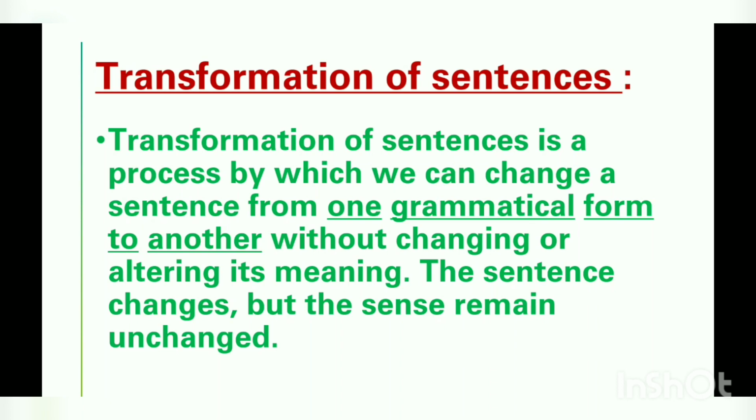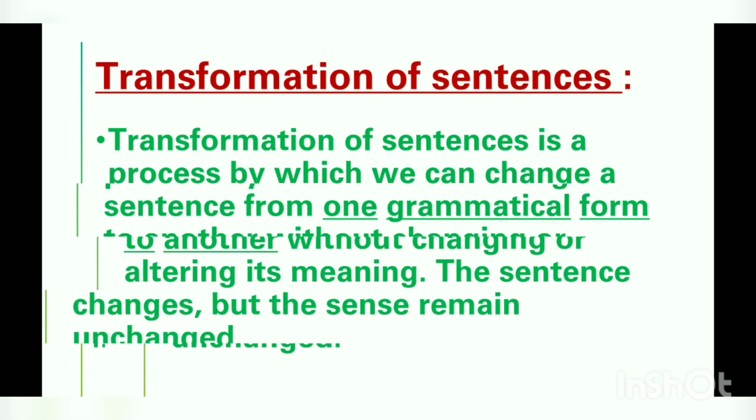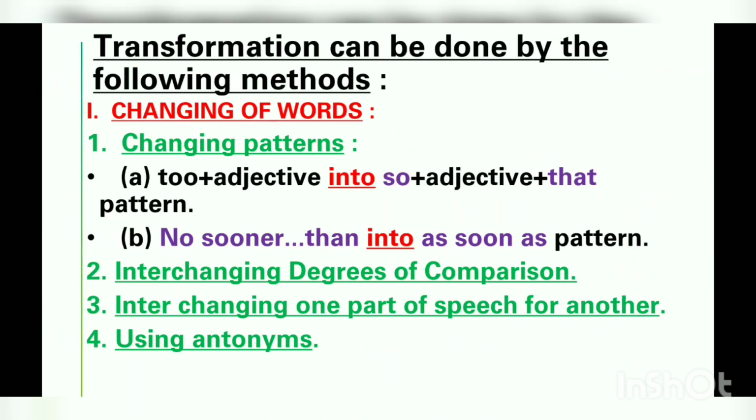There are different ways of transforming a sentence form into another. So as you can see here, it is a process by which we can change a sentence from one grammatical form to another without changing or altering its meaning. The sentence changes, but the sense remains unchanged. Now, there are various methods of transforming a sentence. Some of the methods are given here.